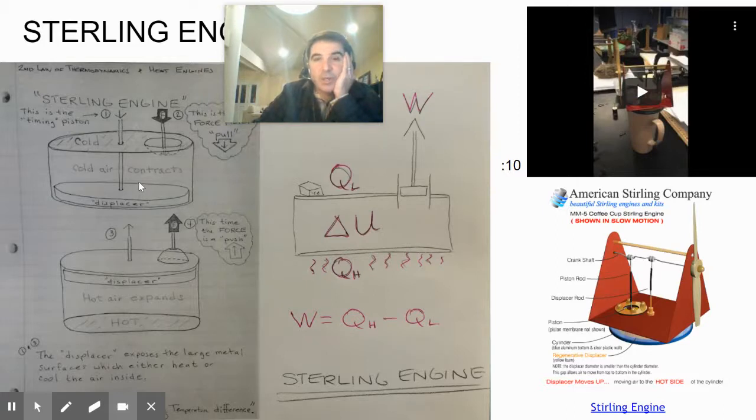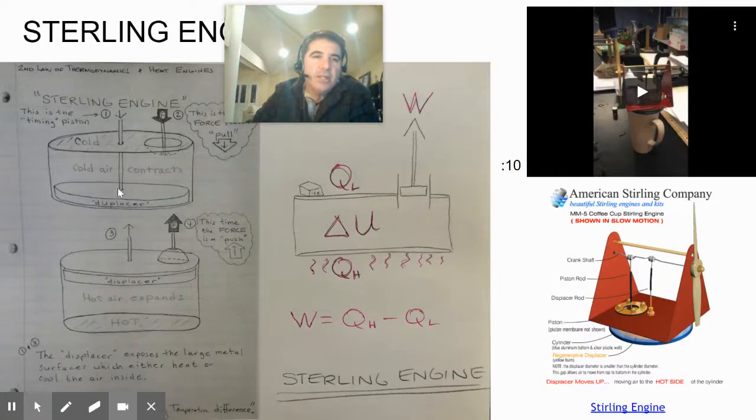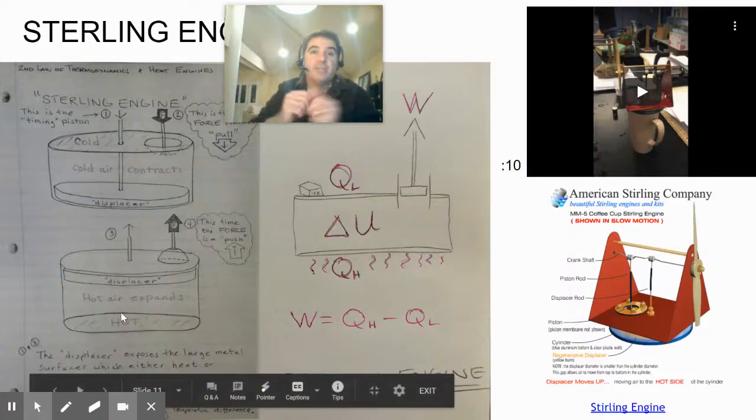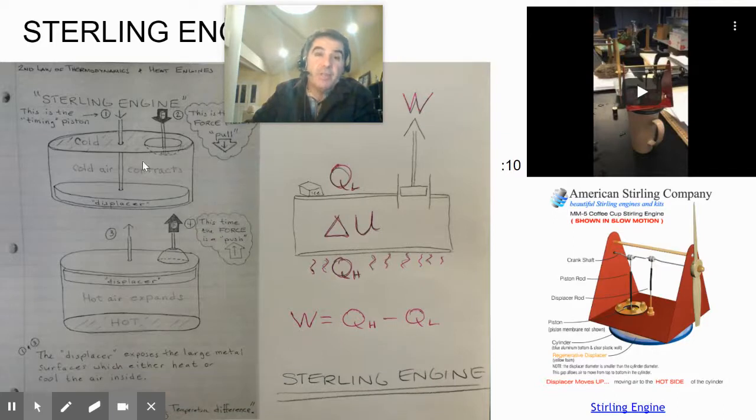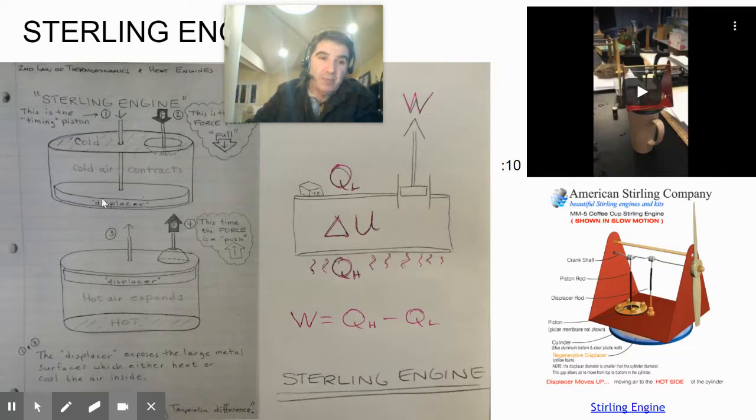The way this works basically is that you have what's called a displacer, which is pretty much just a piece of foam that moves up and down. It covers the cold side, and then it covers the hot side intermittently. When it covers the cold side, the hot side is exposed, and the air inside expands and pushes up on the piston. Then the displacer moves down and covers the hot side, and the cold side is exposed, the cold air contracts, and so the piston goes down.